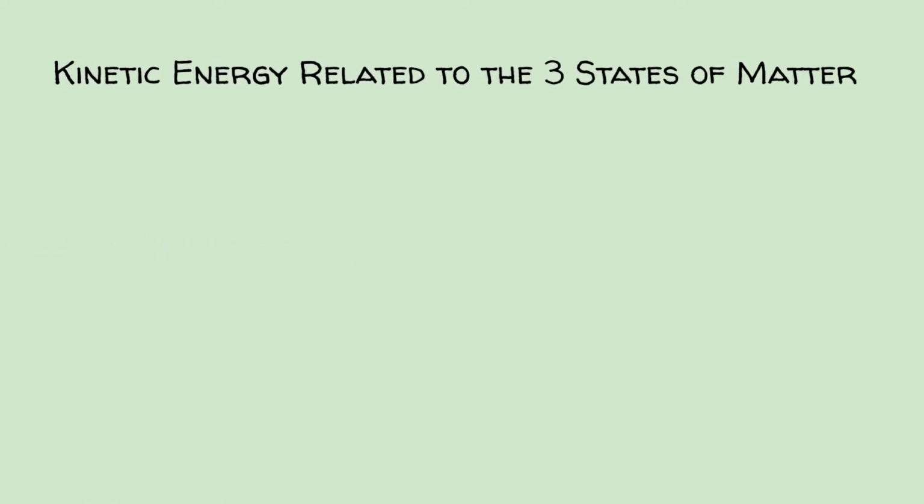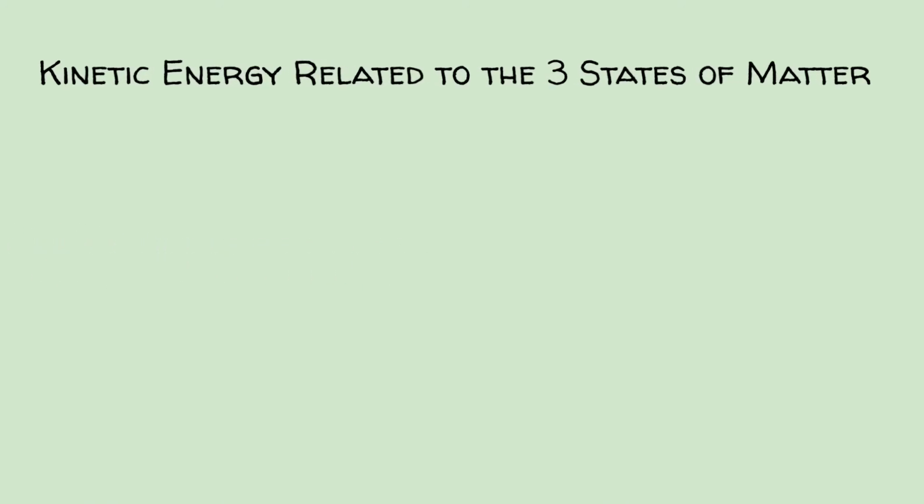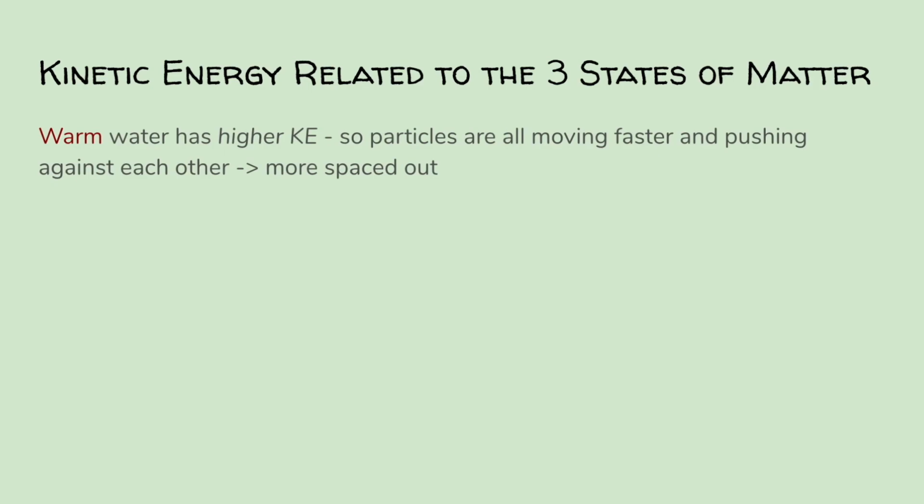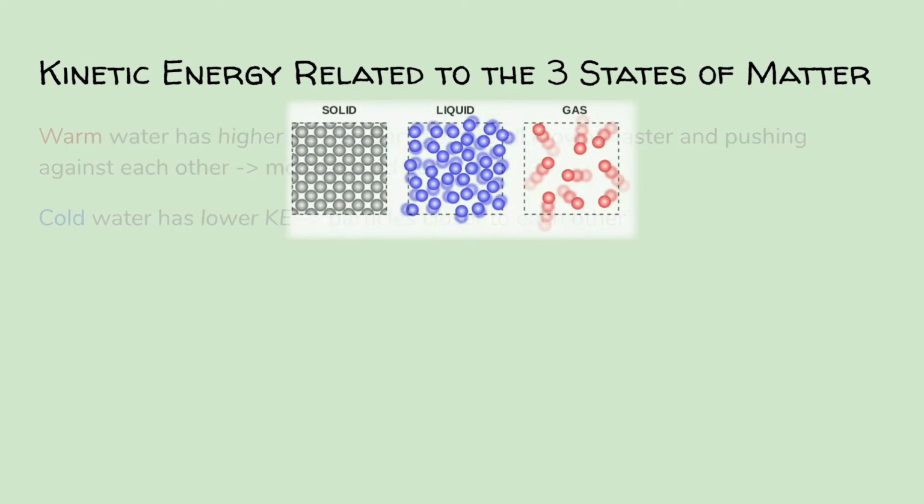So to apply this to other things, we can talk about how kinetic energy is related to 3 states of matter. So remember, we know warm water has higher kinetic energy. So that meant that the particles were all moving faster and pushing against each other. That meant they're more spaced out. Cold water, on the other hand, has lower kinetic energy and the particles much closer to each other.